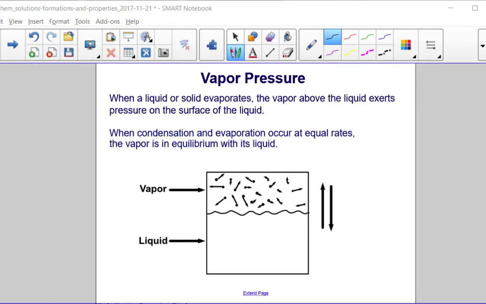Vapor pressure. When a liquid or solid evaporates, the vapor above the liquid exerts pressure on the surface of the liquid. When condensation and evaporation occur at equal rates, the vapor is in equilibrium with its liquid. So we see here, down at the bottom, we have a liquid, and as the liquid molecules at the top start to evaporate and become vapor, those vapor molecules exert a pressure at the surface of the liquid, and that pressure is the vapor pressure. We can get equilibrium if the rate of molecules going from liquid to vapor is equal to the rate of vapor molecules going back into liquid.